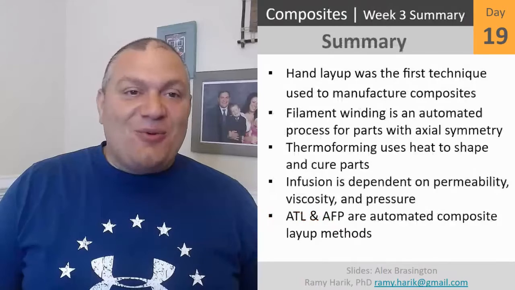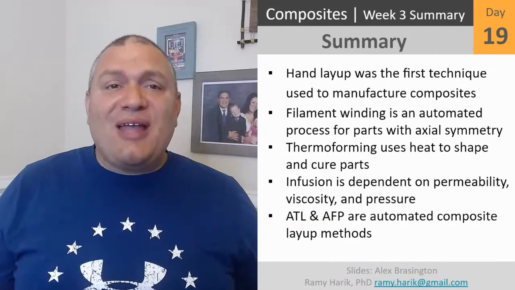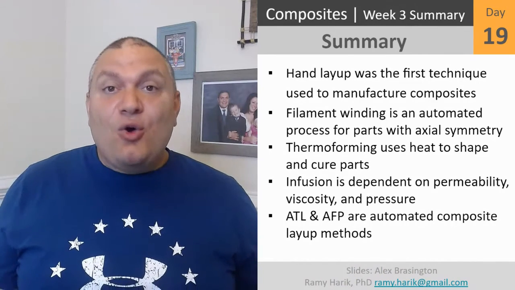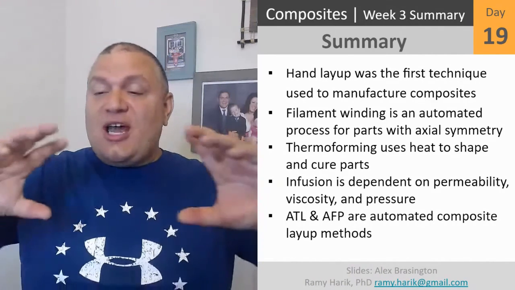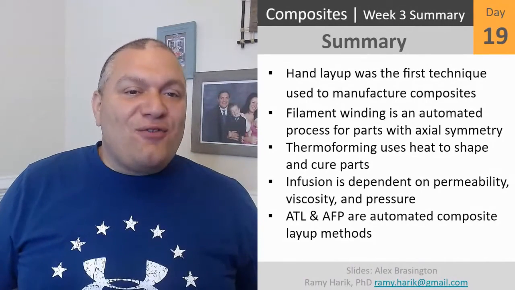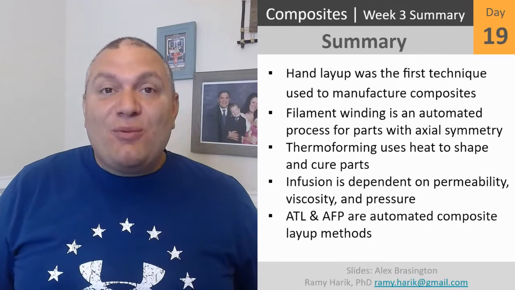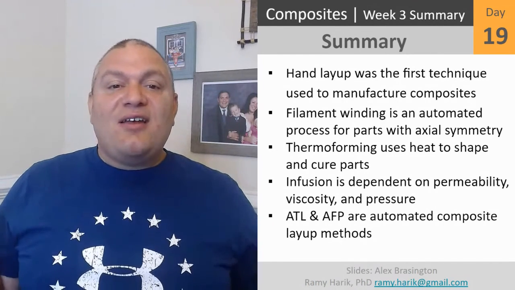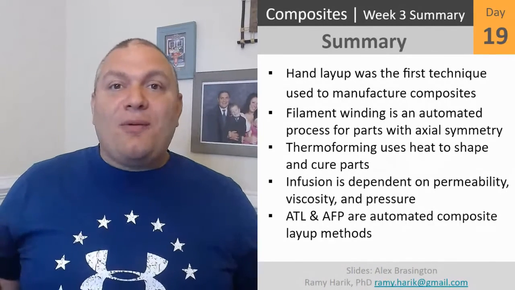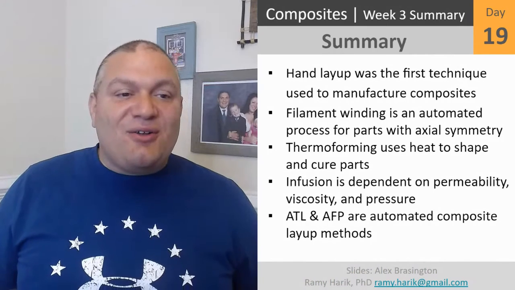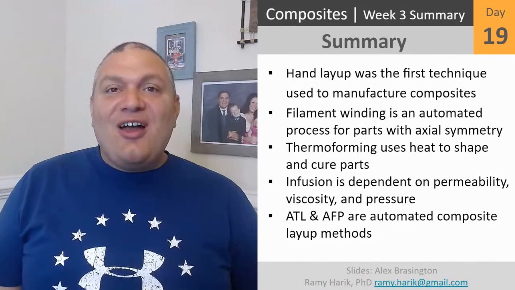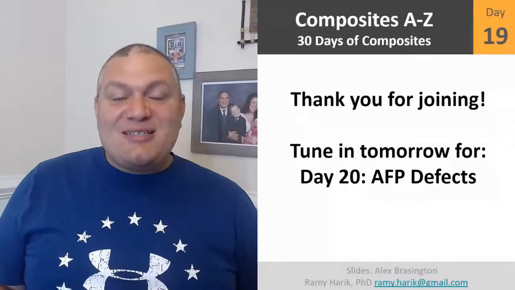So this wraps up our week 3. We talked about hand layup, which is one of the first techniques used to manufacture composites. We talked about filament winding, which has axial symmetry. If you have axial symmetry, you are capable of doing this filament winding process. Thermoforming, where we use heat to shape and cure the part. Infusion, that is dependent on permeability, viscosity, and pressure, and all of these different elements. And finally, we covered AFP and ATL, which are highly automated manufacturing processes.